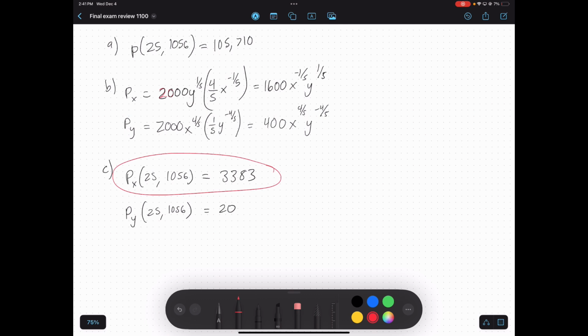X, which is, I don't remember. No, X is one of my independents. What's my dependent? P, which represented the amount of items I'm producing. That's my dependent. P represents the number of items I'm producing. So let's go back to 3,383. What does it represent?